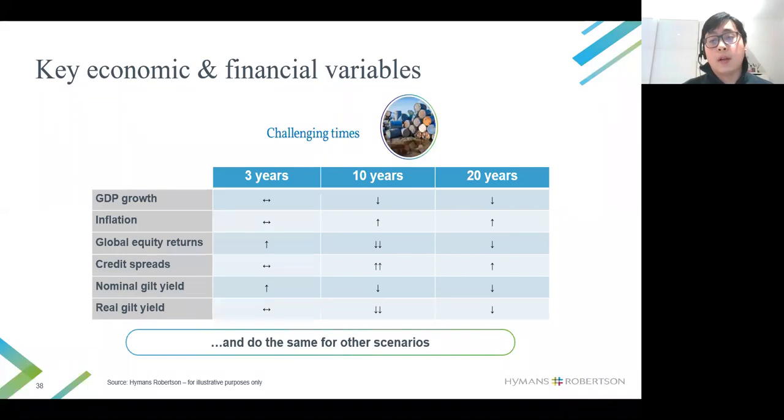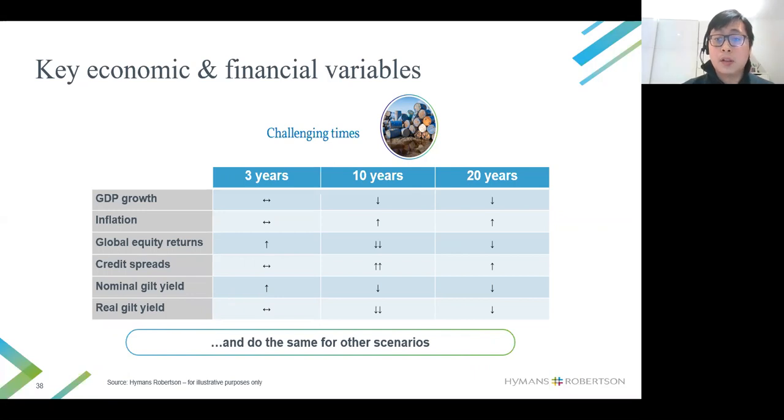If we then look over the longer term, the markets might start to recover as the effects from the policies that have been implemented start to materialize. But as we can see, they never quite reach the same level as before. So again, using global equity returns as an example, if we look in the 20-year column, this is shown as a single downwards arrow at this stage. So we've picked out a number of market drivers to discuss here, but a similar approach could also be adopted for the other market or economic factors, and indeed the other scenarios as well.